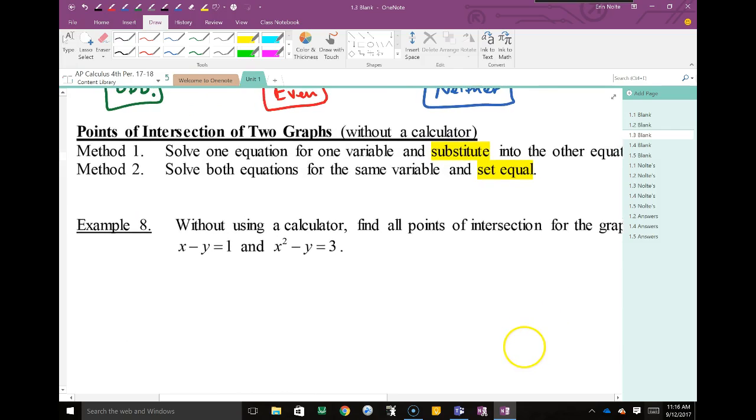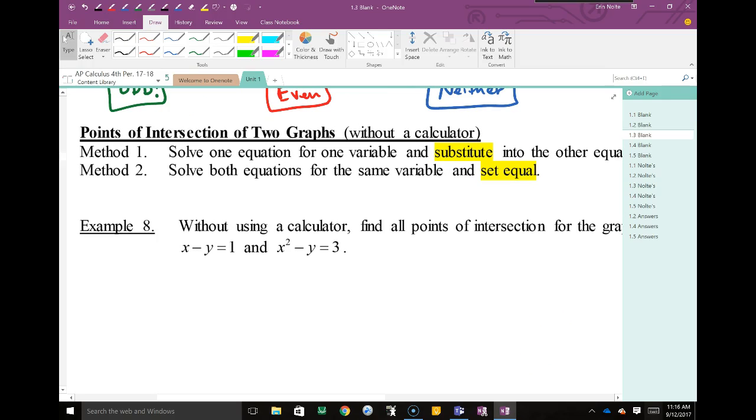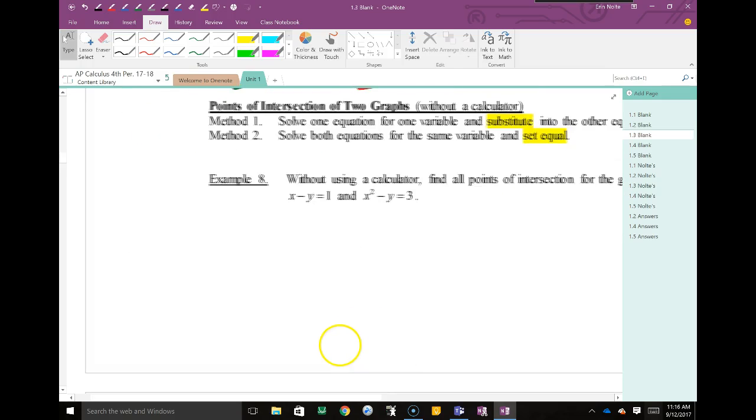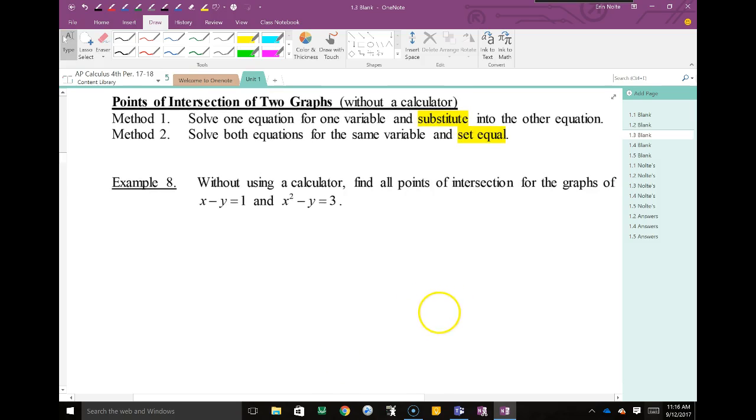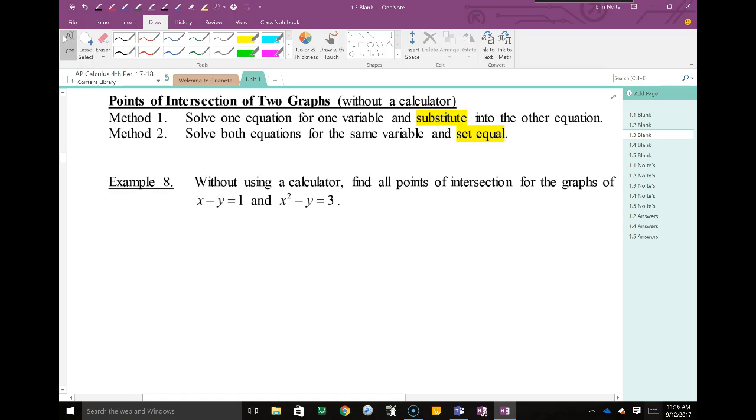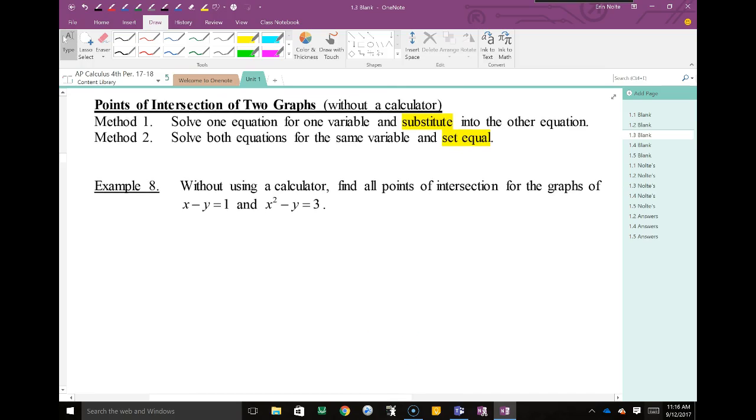Alright, last thing is how to find points of intersection without using a calculator. That's cheating, but it's supposed to be fast. I will tell you, you will see this kind of example over and over and over again. So it's almost a guarantee that you will see something like this on the test.